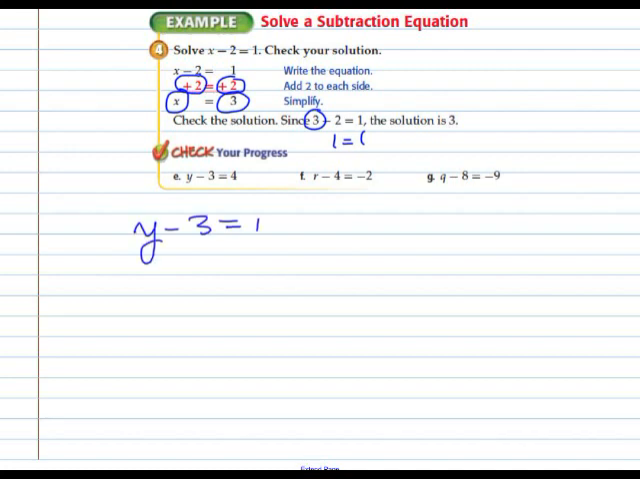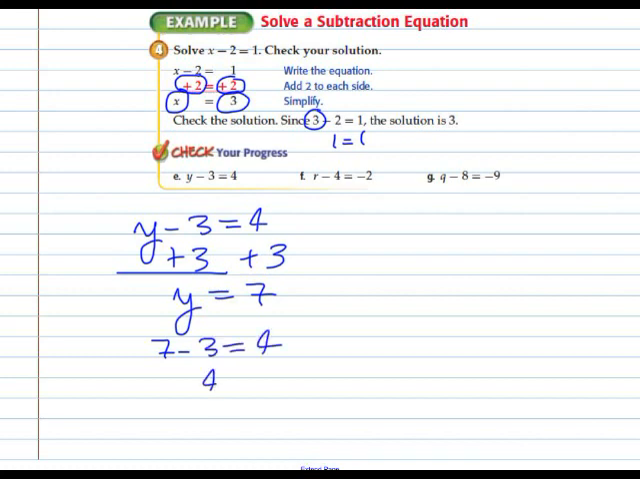Example E, y minus 3 equals 4. I'm going to add 3 to both sides. Y equals 7. Doesn't ask me to check, I'm going to anyway. 7, is 7 minus 3 equal to 4? Yes, it is. This equation checks.